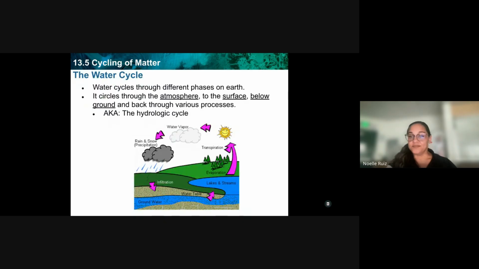The water cycle. This is what you learn in elementary school. Water cycles through different phases on Earth, circles through the atmosphere, to the surface, below the ground, and back through various processes. And now that you're older, we call it by its fancy science name, the hydrologic cycle. Prefix hydro means water. So it's just the fancy name for the water cycle.